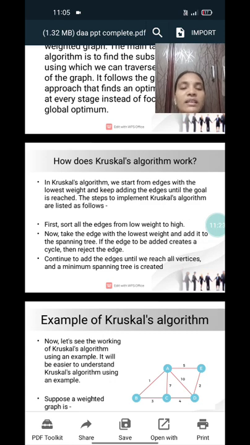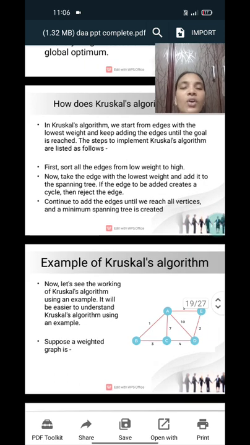In Kruskal's algorithm, we start from edges with the lowest weight and keep adding the edges until the goal is reached. The steps of implementing Kruskal's algorithm are listed as follows. First, sort all the edges from low weight to high. Now take the edge with the lowest weight and add it to the spanning tree. If the edge to be added creates a cycle, then reject the edge. Continue to add the edges until we reach all vertices and a minimum cost spanning tree is created.